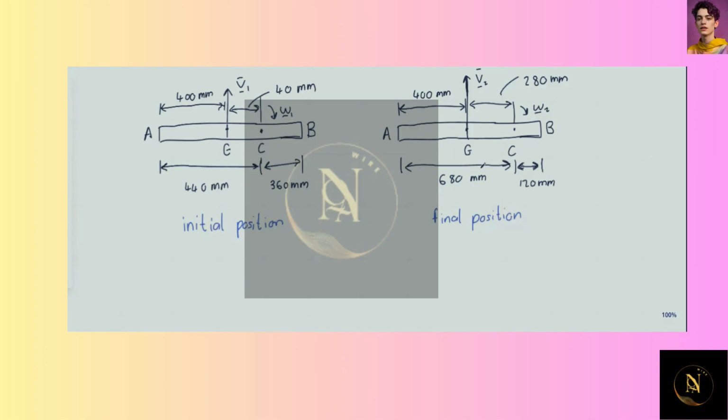In the final position, the mass center is still at the center at 400 millimeters and moves with linear velocity v bar 2. The distance between G and C is 280 millimeters. A and C is 680 millimeters, and between C and B is 120 millimeters. In this configuration, the assembly moves with angular velocity omega 2.